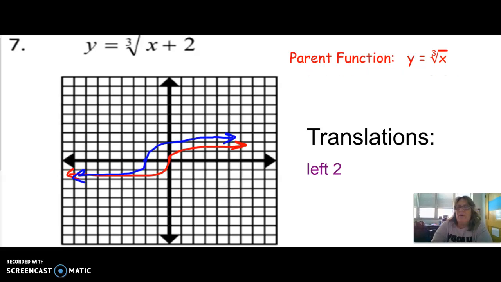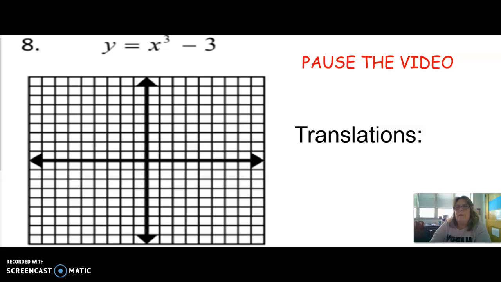For number 7, the parent function is a cube root. Notice that the +2 is underneath the radical sign, so that just means that it's translated. That's a grouping symbol. If it's inside the grouping symbol, it's in the opposite direction of the sign, so it's translated left 2 units. Problem number 8, pause your video.